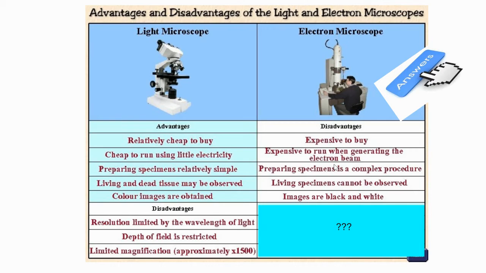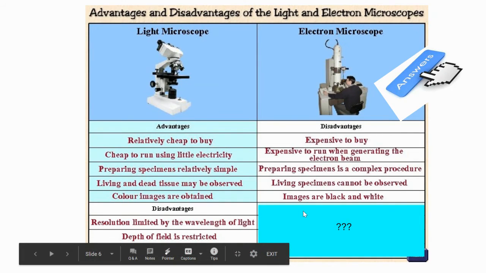Disadvantages of the light microscope, let's take a look. Of course, resolution is low because the light microscope depends upon visible light, and visible light's wavelength is greater than that of the electron. The visible light's wavelength is very high, so the energy is low, so the size of the waves is very big, and they will not be able to detect smaller specimens in the case of the light microscope.